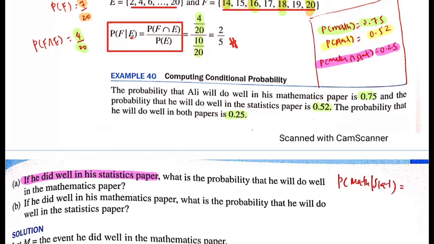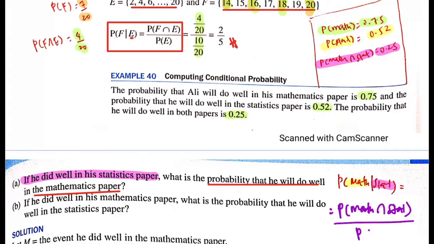If he did well in his stats paper, so stat is at the back here because this has already happened. And the question says, what is the probability that he will do well in his maths paper? So it is P(maths given stat). So let us open up the formula. P(maths ∩ stat) divided by P(stat). So remember, always divide by the event that has already happened.